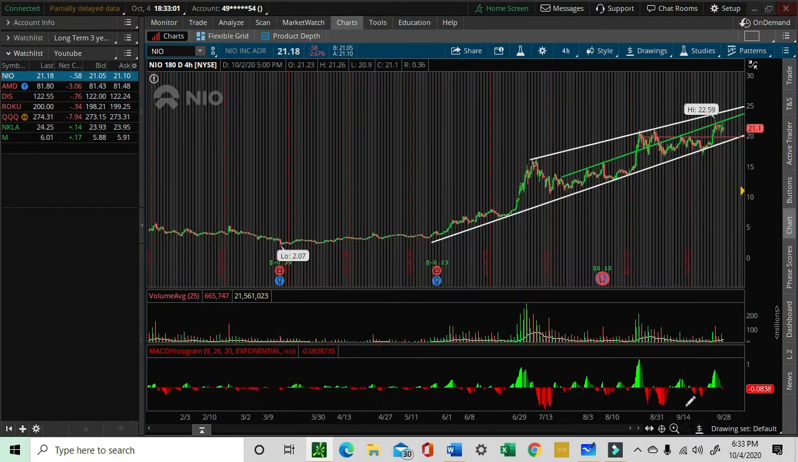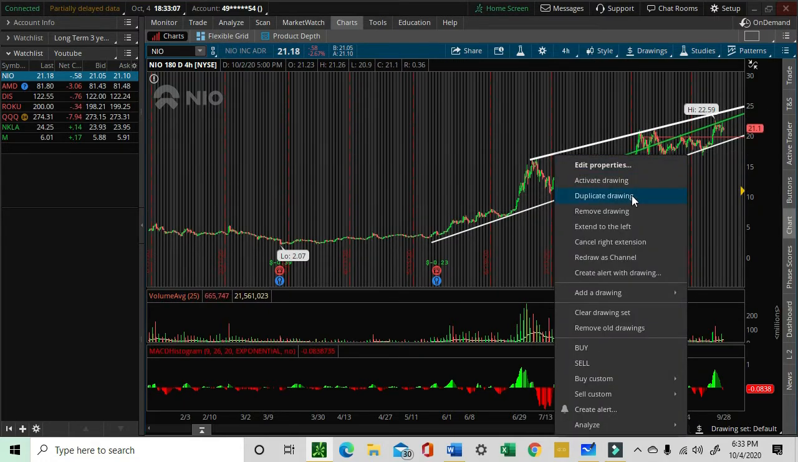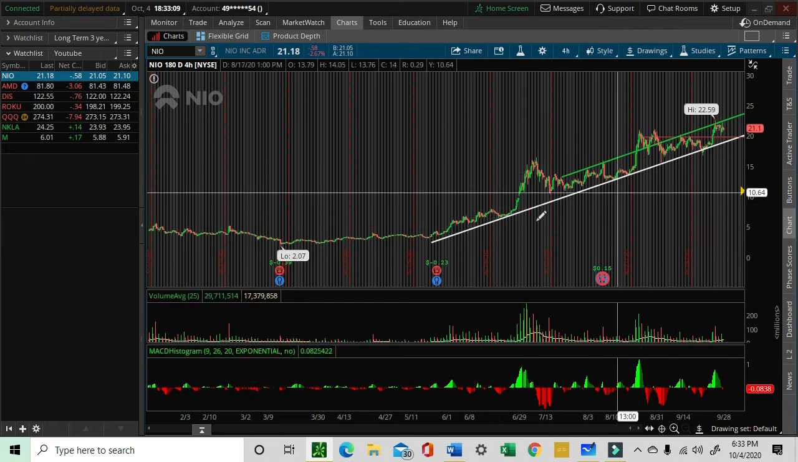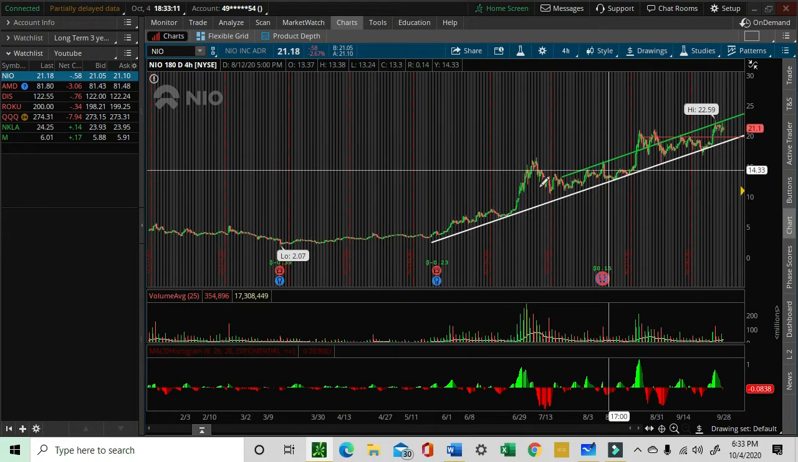So with that being said, this is called a channel, right? These two white lines are called a channel. If there is one line here, this is just a trend line. This is just following the trend up. This is a trend line.